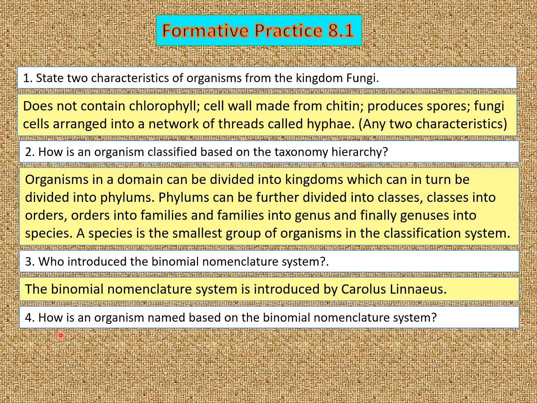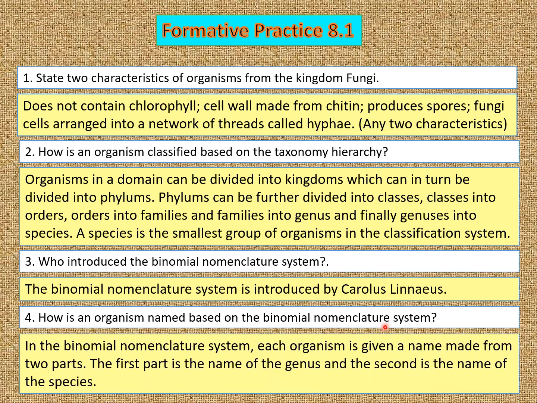Number 4, how is an organism's name based on the binomial nomenclature system? In the binomial nomenclature system, each organism is given a name made from 2 parts. The first part is the name of the genus, and the second is the name of the species.